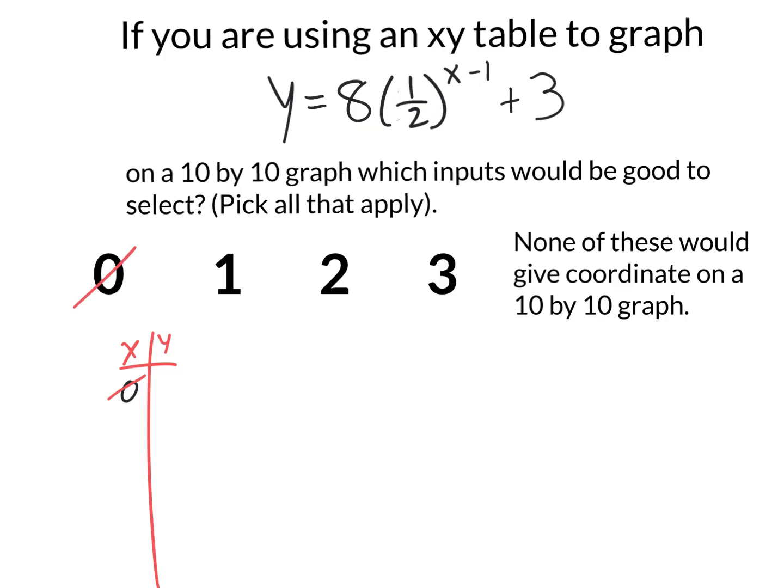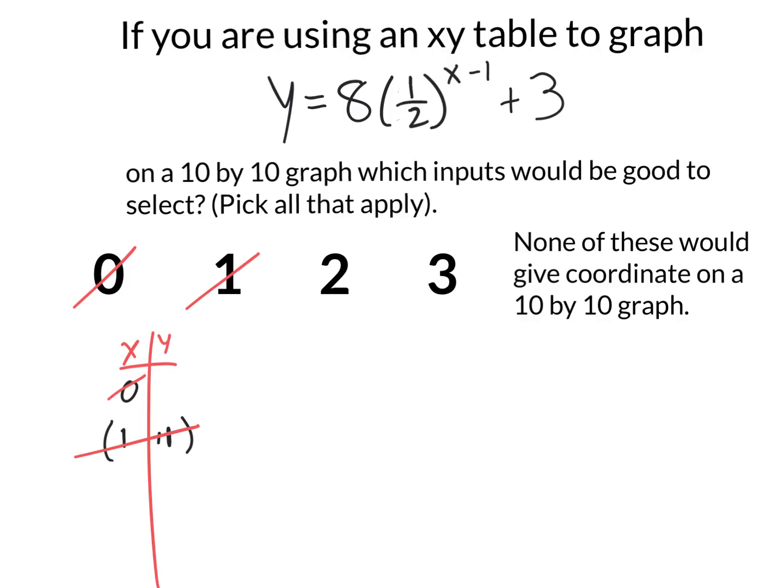Okay, what about 1? If I plug in 1, will that give me a coordinate on a 10 by 10 graph? Well, think about that. Plugging in a 1 right there, 1 minus 1 is 0. Anything to the 0 power is 1. 8 times 1 is 8. 8 plus 3 is 11. So when you plug in a 1, you get out an 11. That's also off a 10 by 10 graph. So you're not going to pick 1 either, right?